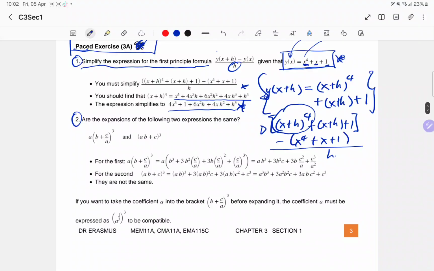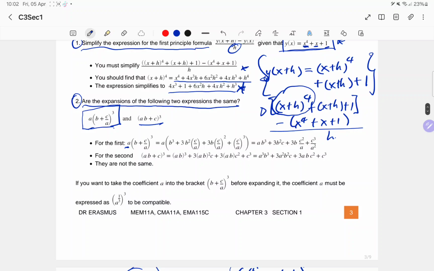So question 2: are the expansions of the following two expressions the same? You have two expressions. You have to prove whether they are the same or not. To do that, take the first one. If you take the first one, you will have to expand. So you have your coefficient a times b plus c over a raised to the power 3.